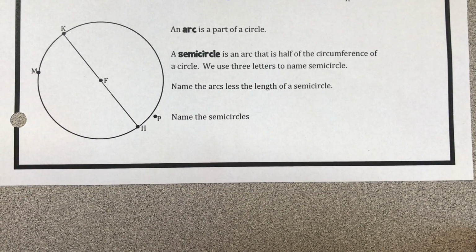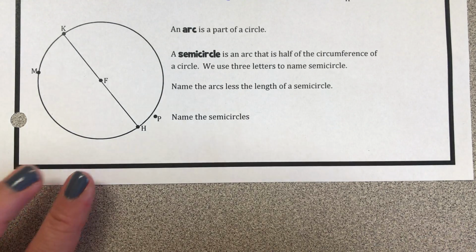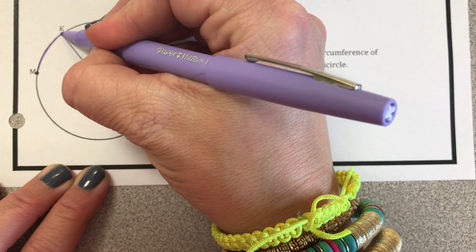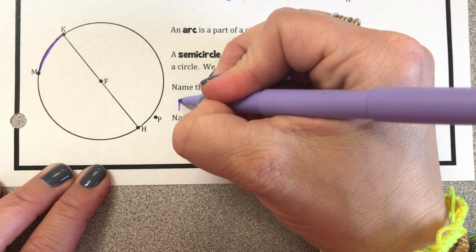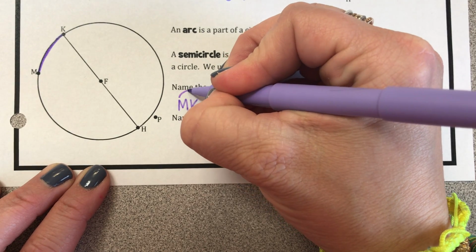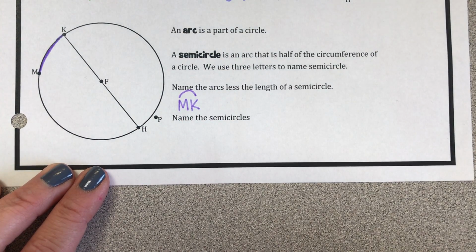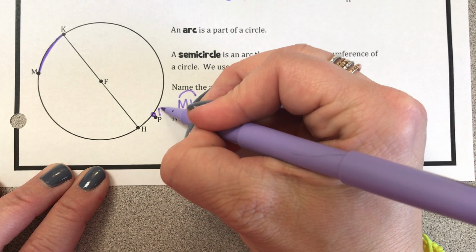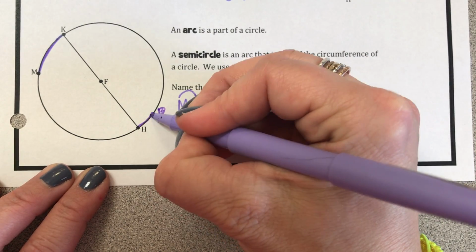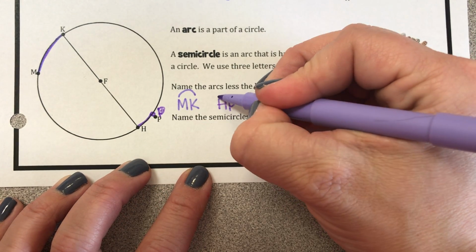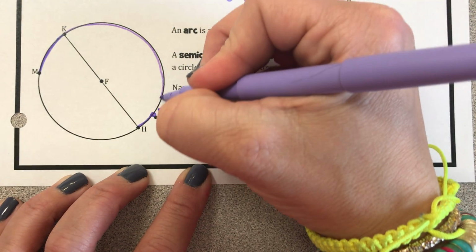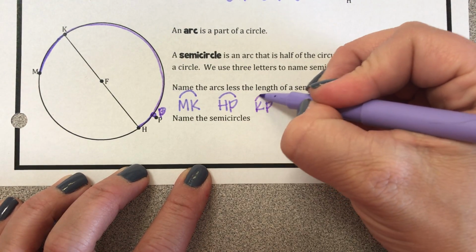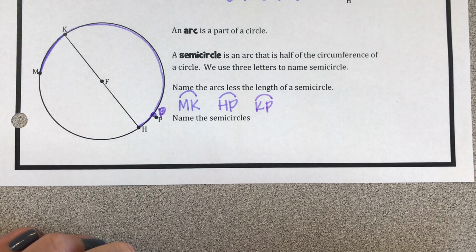So now we're going to talk about arcs. And an arc is part of a circle. So for example, if I were to start on M and go to point K, that would be an arc. Okay, so I'm going to call this MK, and I put this arc symbol on top. Another example, oh gosh, my little dots got off. Ooh, that's a P, would be like HP. HP is an arc. Or KP. Okay, an arc is just a part of a circle.